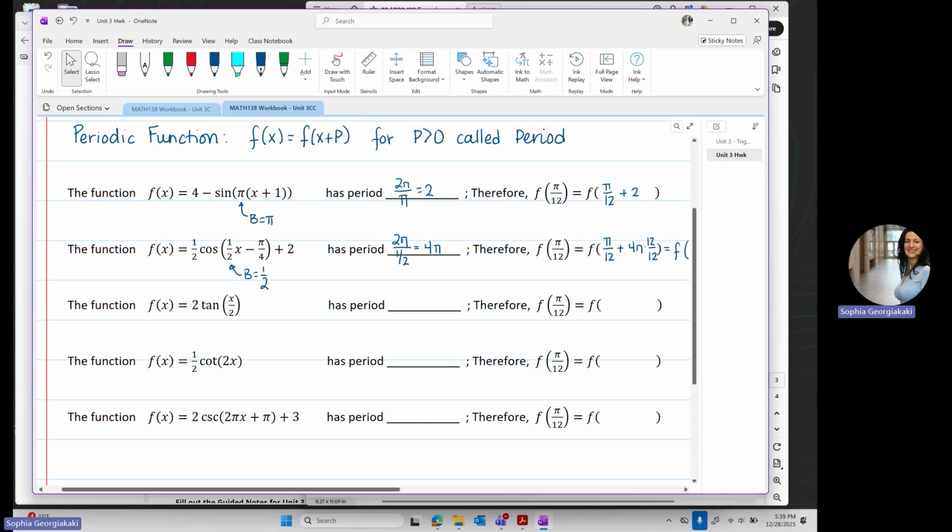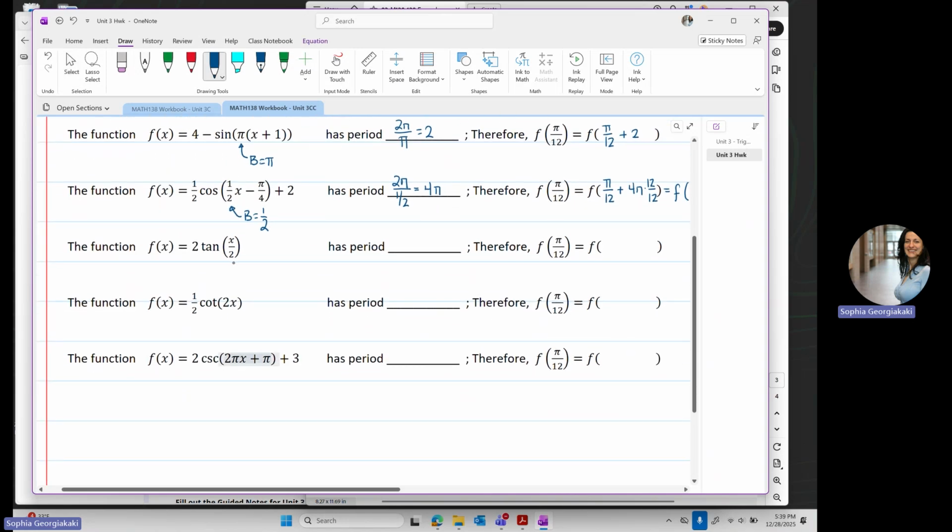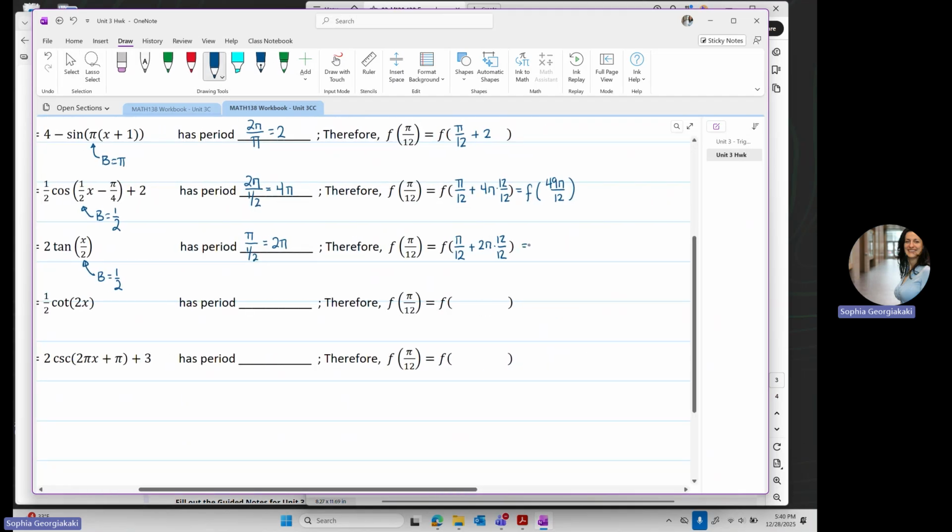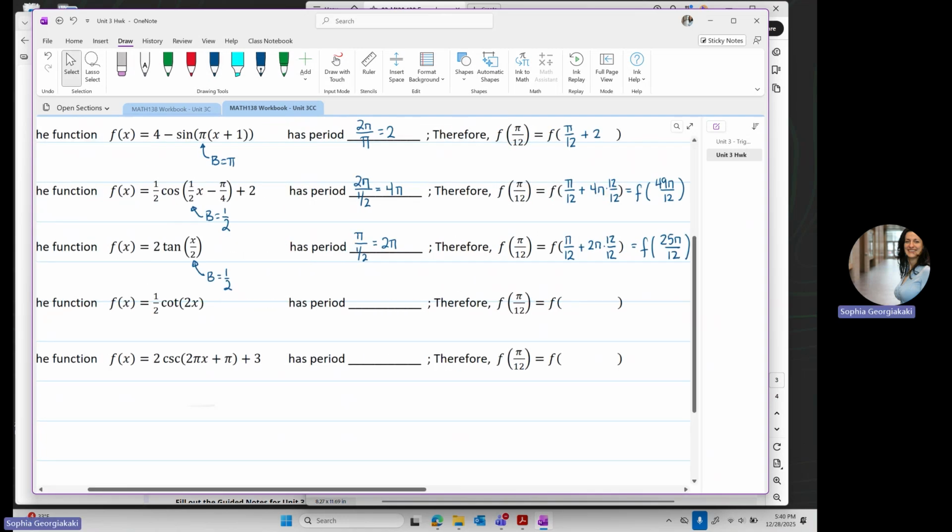The next function that we are going to investigate is a tangent function. It's a transformation of the tangent with b equal to 1/2. This period is the period of the tangent, which is pi divided by 1/2. Pi divided by 1/2 will be 2 pi. Therefore, the angle pi over 12 will have the same y value with pi 12s plus the period, 2 pi. So if I multiply and divide by 12, I will have 25 pi 12s having the same y value with pi 12s.